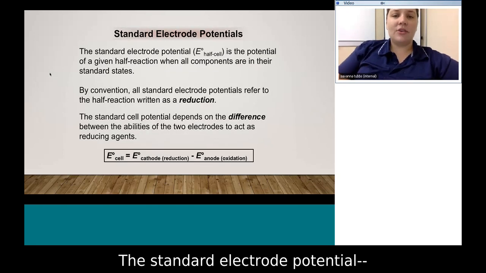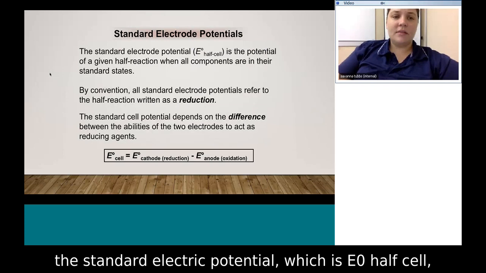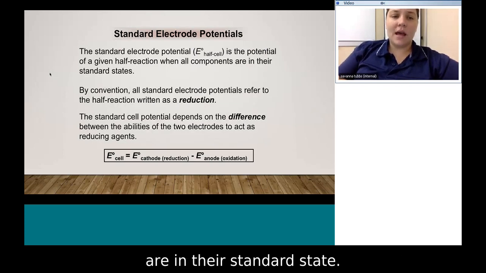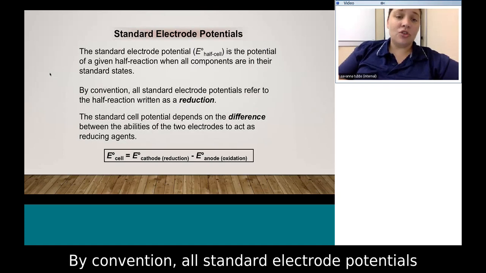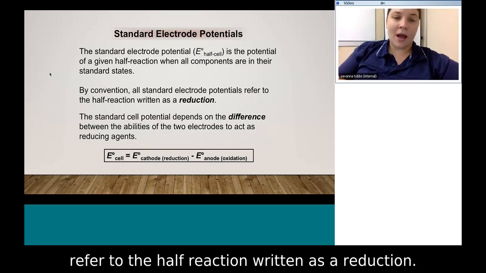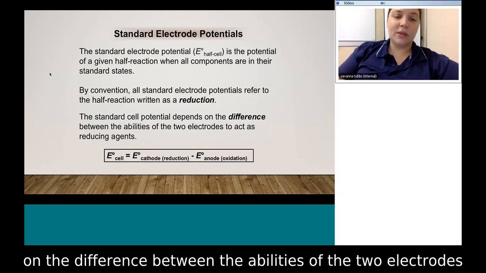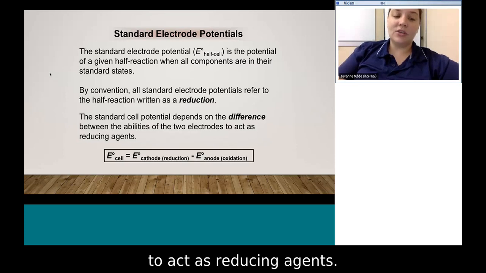The standard electrode potential. The standard electrode potential, which is E0 half cell, is the potential of a given half reaction when all components are in their standard states. By convention, all standard electrode potentials refer to the half reaction written as a reduction. The standard cell potential depends on the difference between the abilities of the two electrodes to act as reducing agents.